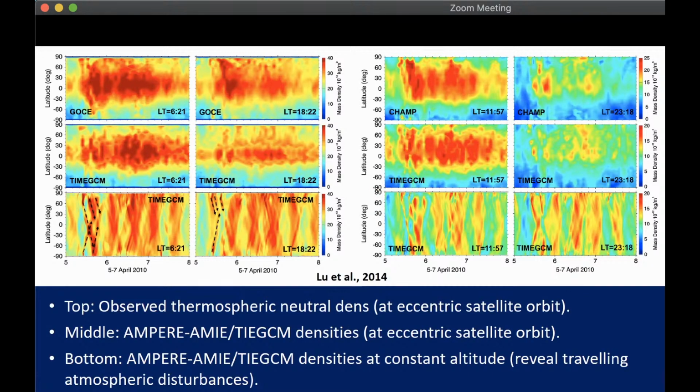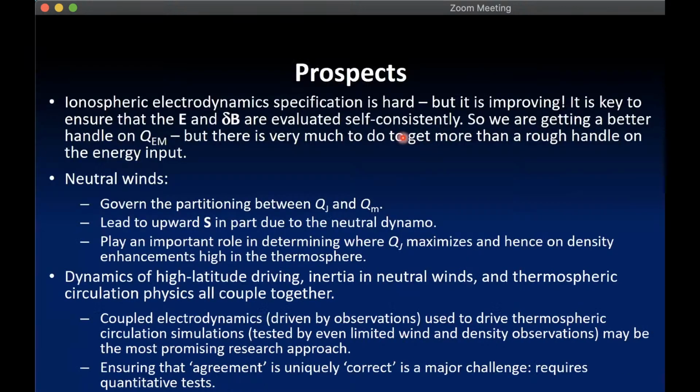Now that's part of where we need to improve. So what are the prospects for what we should do? Ionospheric electrodynamic specification is really hard, but it's getting better.